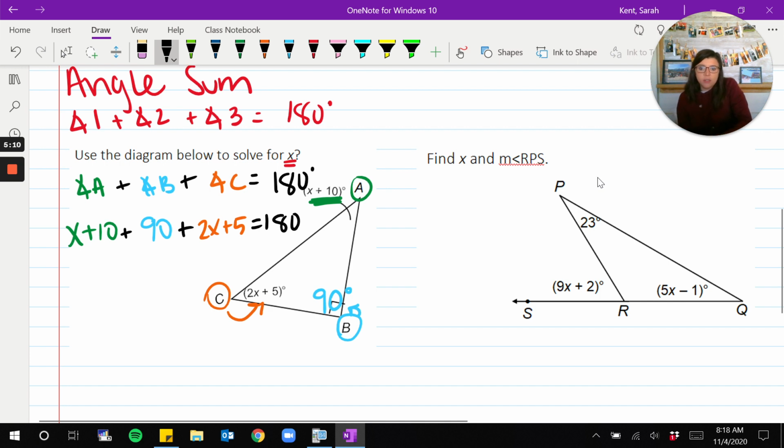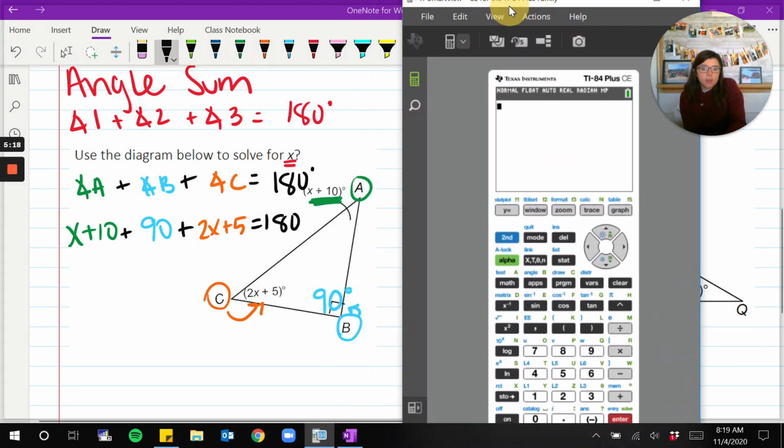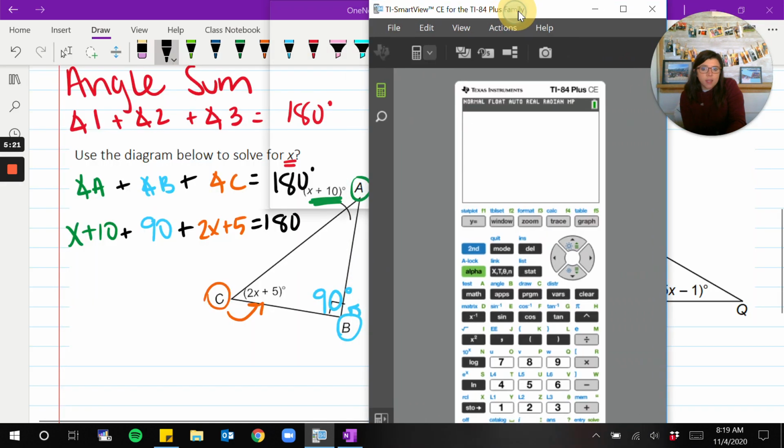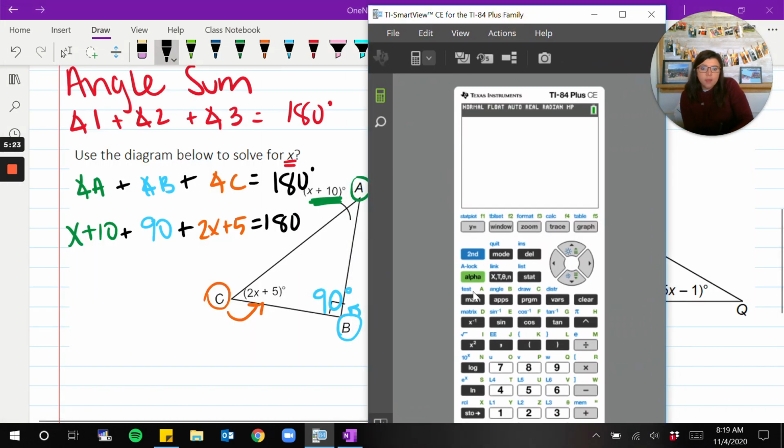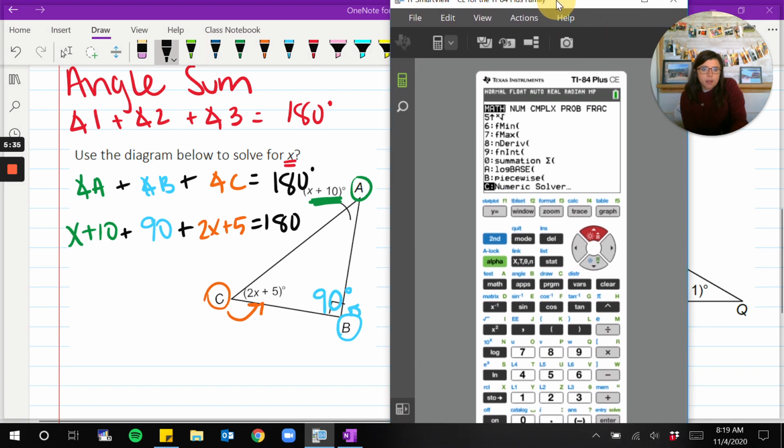What we can do, if you want, is solve all of this by hand and combine like terms. We can also go to our calculator. In our calculator, this is where we want to go to Math, arrow up, to where I can get to see the numeric solver. Let's see if I can.